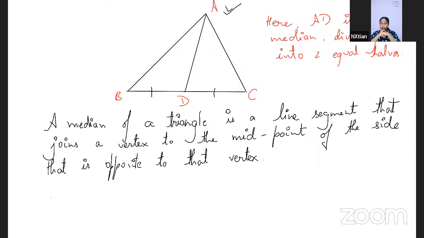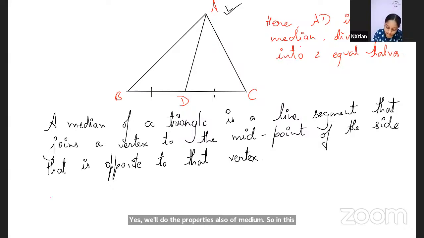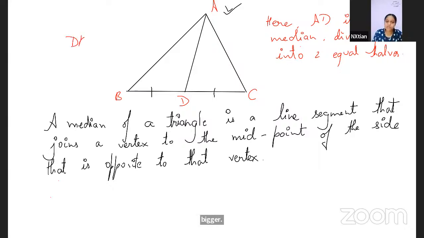All right. A median basically cuts the side into two parts. But if it is a straight line, not at the center, that forms 90 degrees, that is called the altitude of a triangle. We'll do median first and then I will show you altitude. We'll do the properties of median also. So in this figure, DB will be equal to DC. Hope this part is clear to you.